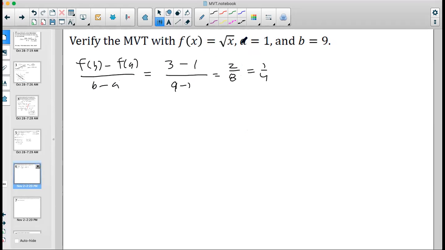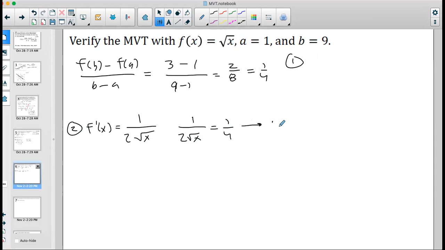So I take the derivative. This was like my first step, right? Second step is to take the derivative. Derivative of root x is 1 over 2 root x. And now I'm going to set this equal to 1/4. So let's say 1 over 2 root x is equal to 1/4. That means if you cross multiply or just think about it, you get 4 equals 2 root x. So divide both sides by 2, you get root x equals 2. Square both sides, you get x equals 4. And I check that is in my interval, so I'm good.